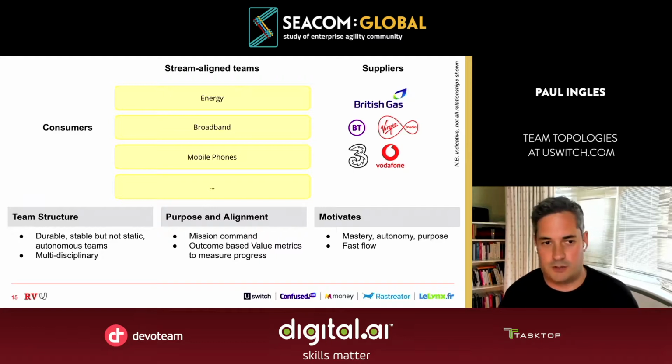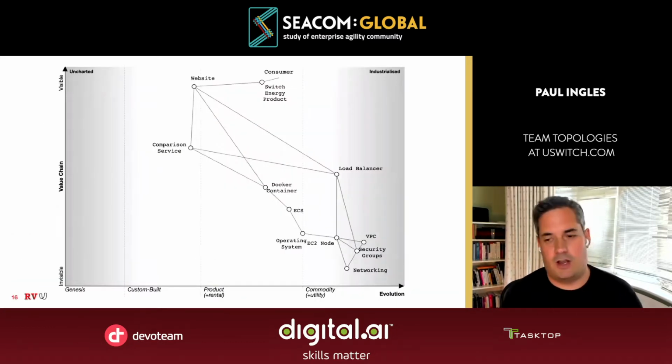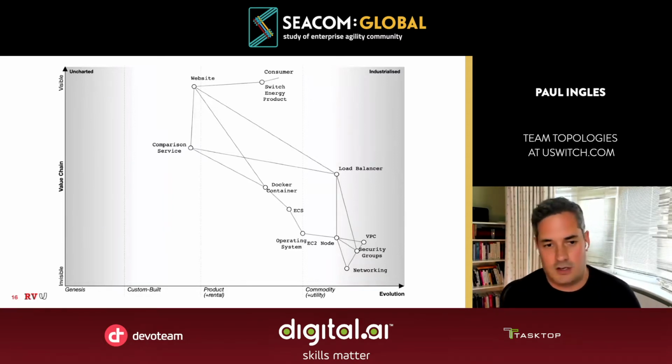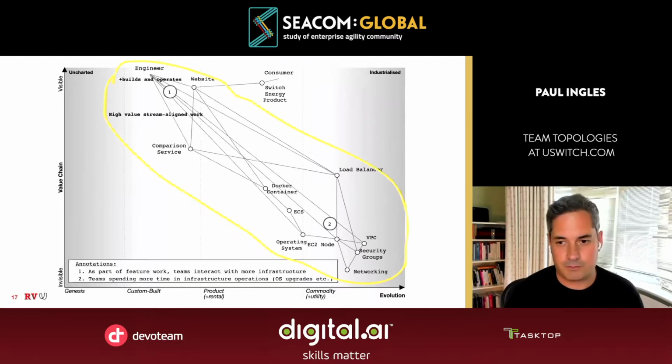So this is a map to try and explain how you would build a product, right? To help people switch their energy, we might need a website. That website might use a service to help get prices, and the website and services might run on top of Docker containers that run on top of Amazon's container service, etc. And then, of course, in the bottom right-hand corner, you can see all of the other stuff that Amazon provides.